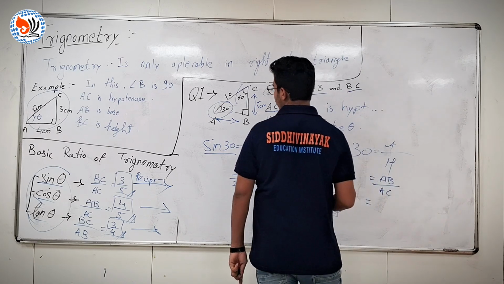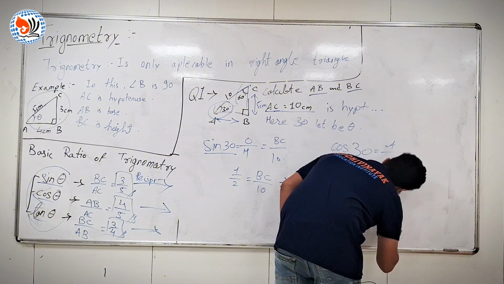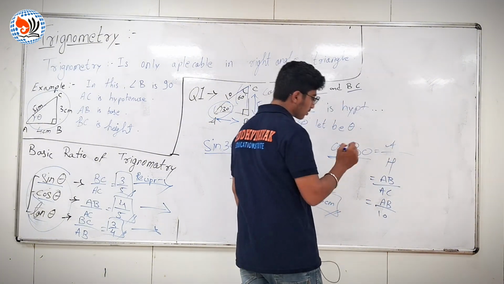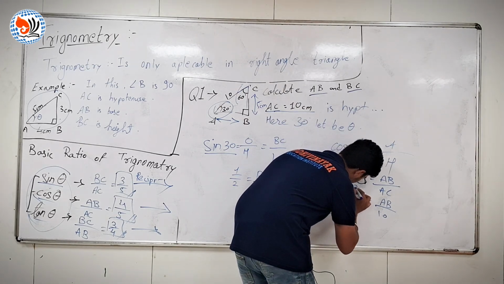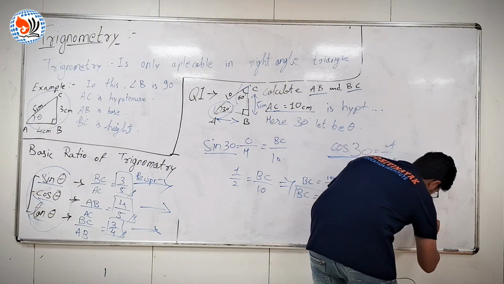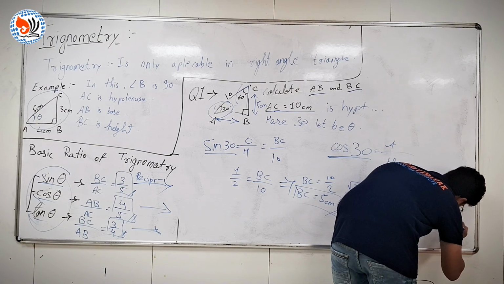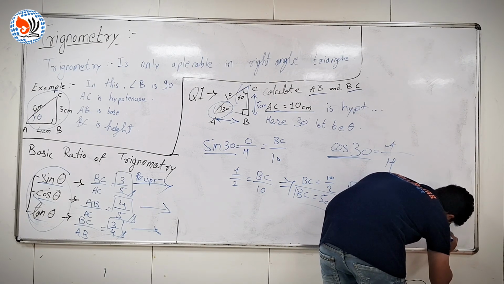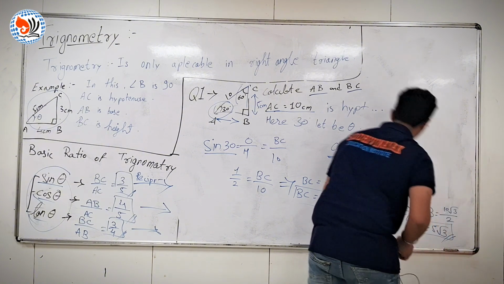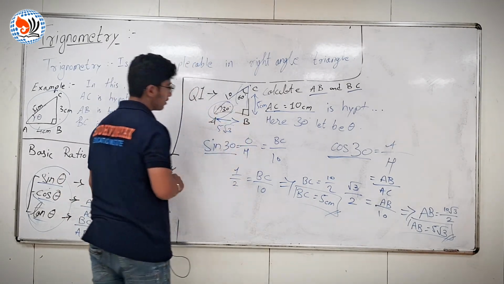Now the value of AC is 10, AB we have to calculate. Now the value of cos 30 is root 3 by 2. The 10 will be shifted here, so the value of AB will become 10 root 3 divided by 2, which will become 5 root 3. So the value of AB will be 5 root 3.